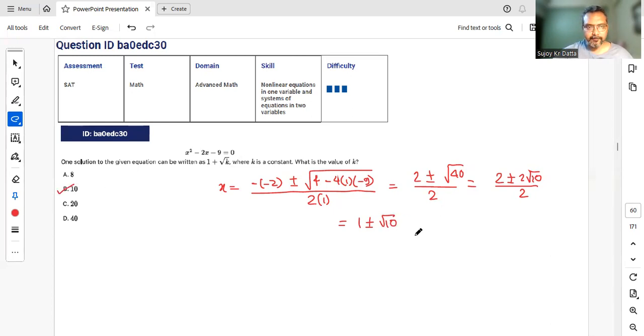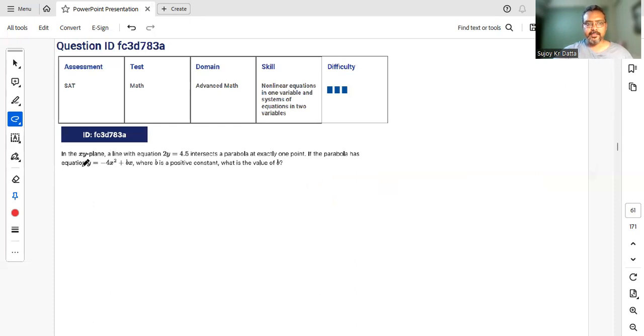Let's go to the next one. In the xy plane, a line with the equation 2y equals 4.5 intersects a parabola at exactly 1 point. The parabola's equation is this. So when we want to solve and say that there is only one intersection, we basically mean to say that there is only one solution.